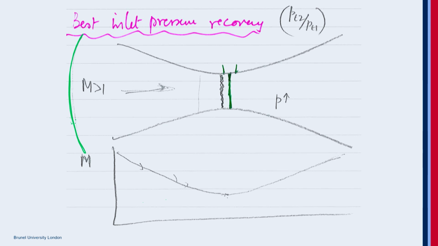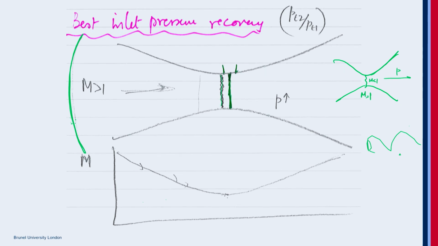Why do we say that we want to place it exactly at the throat? Because this is the divergent geometry. Here we want the Mach number to be 1 so that the flow becomes subsonic. Then we can still have the benefit of increase in pressure in this direction, the maximum benefit of it. So for best inlet pressure recovery, we want to place it at the throat.